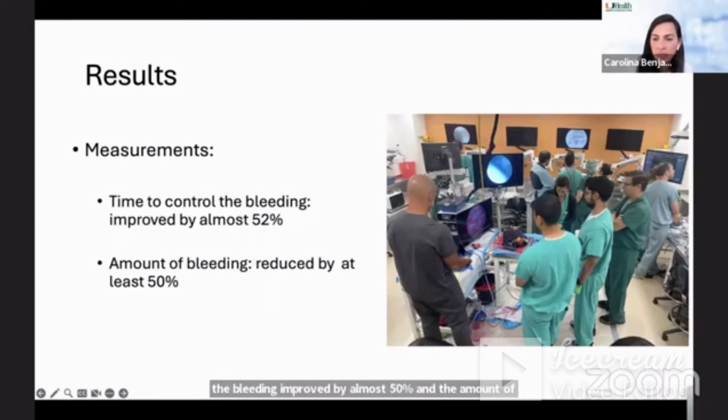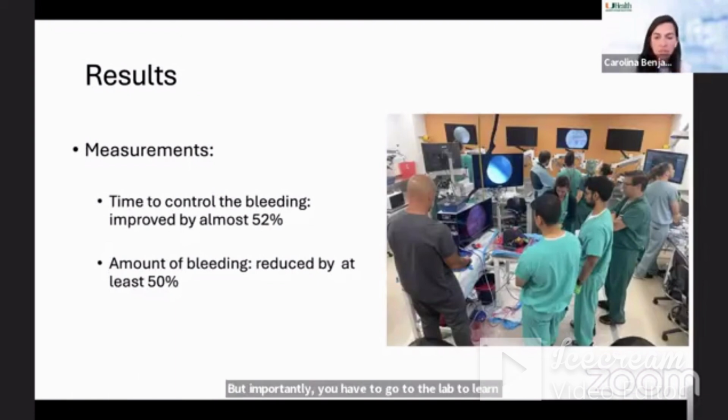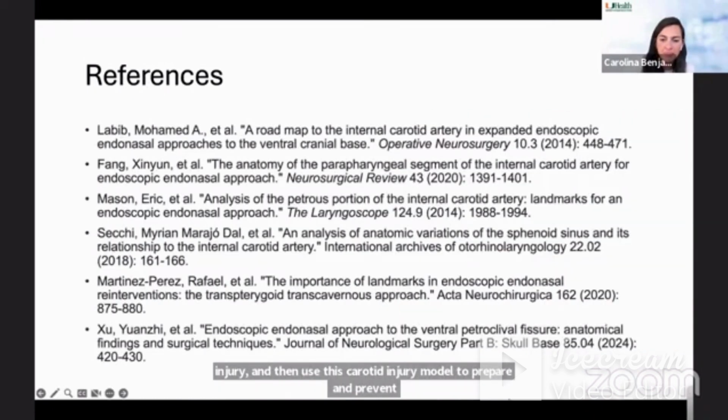This is exactly what they found in Dr. Zada's experience as well. This is something we do in our lab maybe once a year, or once every other year, to train our residents. But importantly, you have to go to the lab to learn these anatomic landmarks, learn where there can be injury, and then use this carotid injury model to prepare and prevent disaster when this happens intraoperatively.